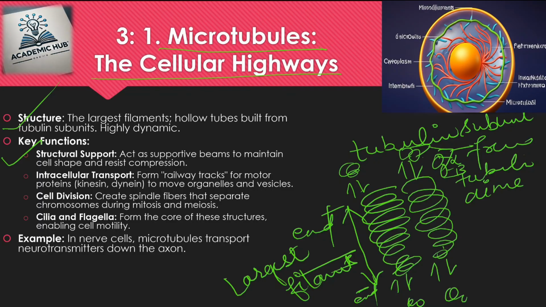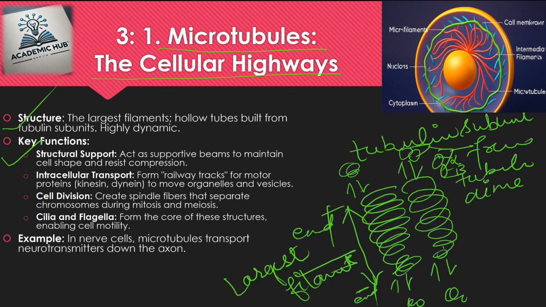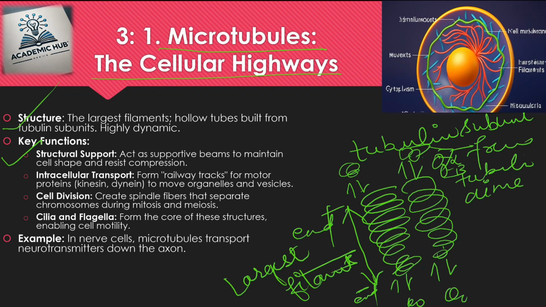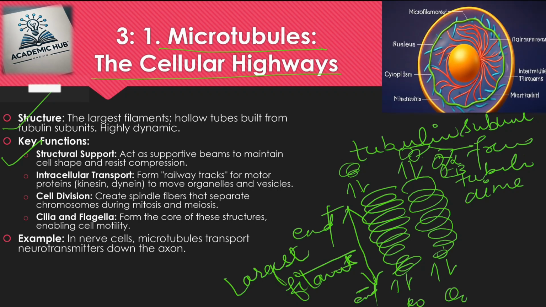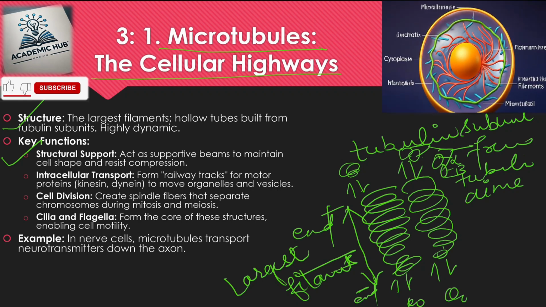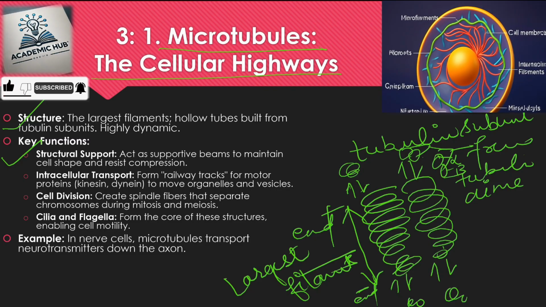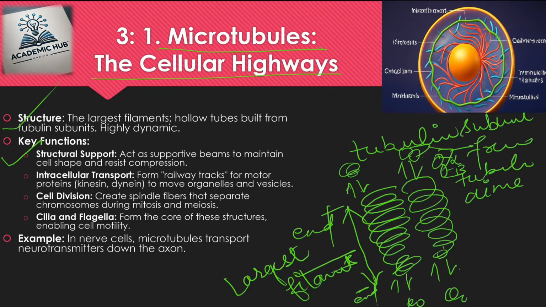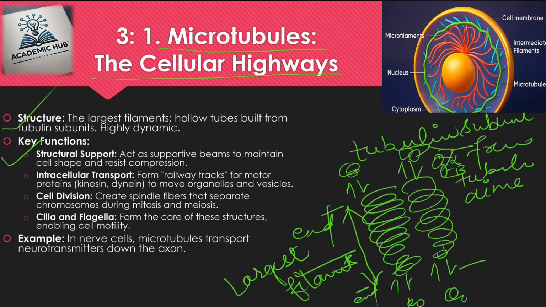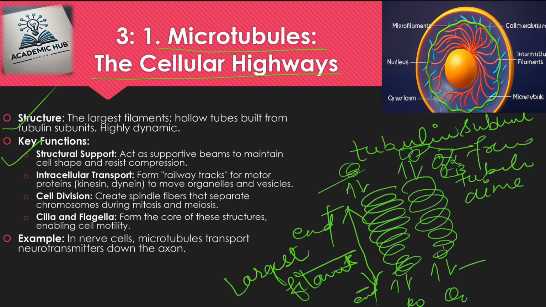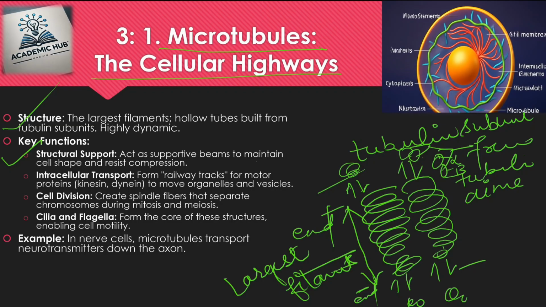In the cytoskeleton, they are highly dynamic, continuously assembling and disassembling as needed. This means on this side they are assembling and on this side they are disassembling. So there is a reversible mark that can show the assembling and disassembling process.